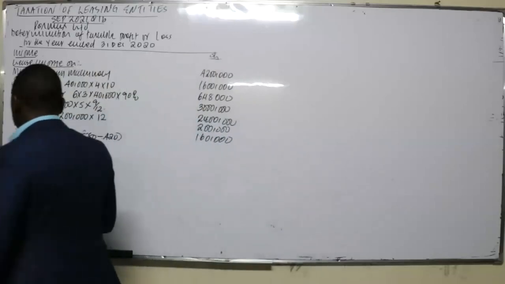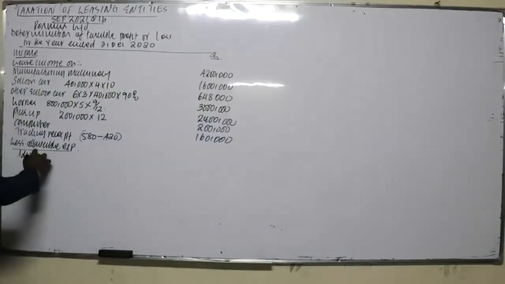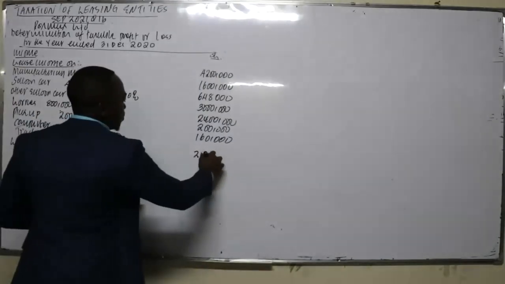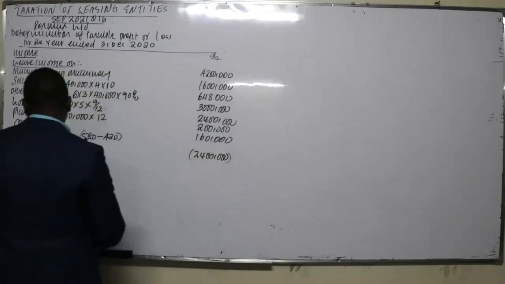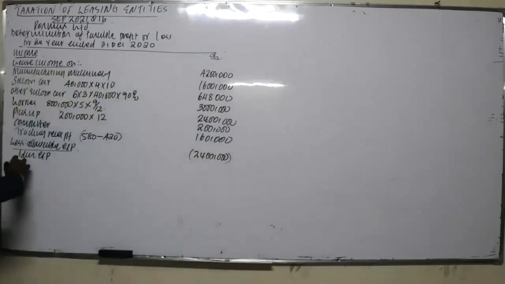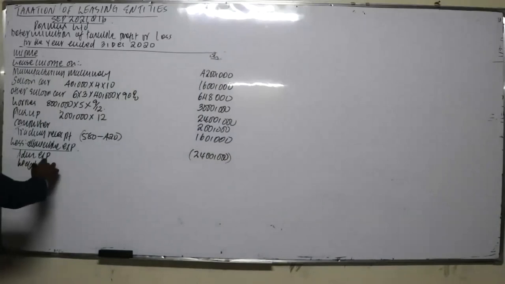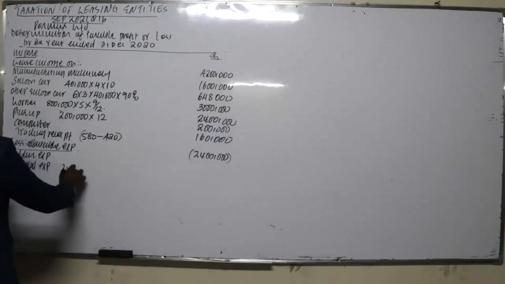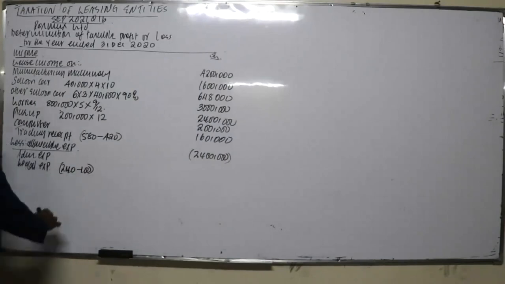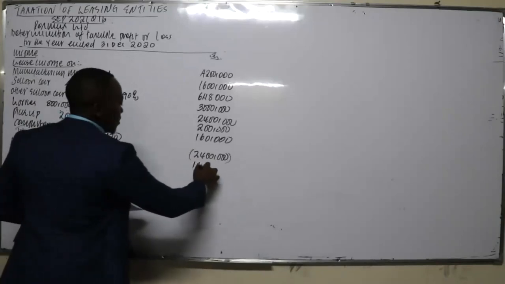Then there is admin expenses, an amount of 2.4. Then there is legal expenses. Legal expenses of 240, out of which 100 was in respect of defense of an alleged breach of lease agreement. So it's 240, you minus 100. So the amount will be 140.